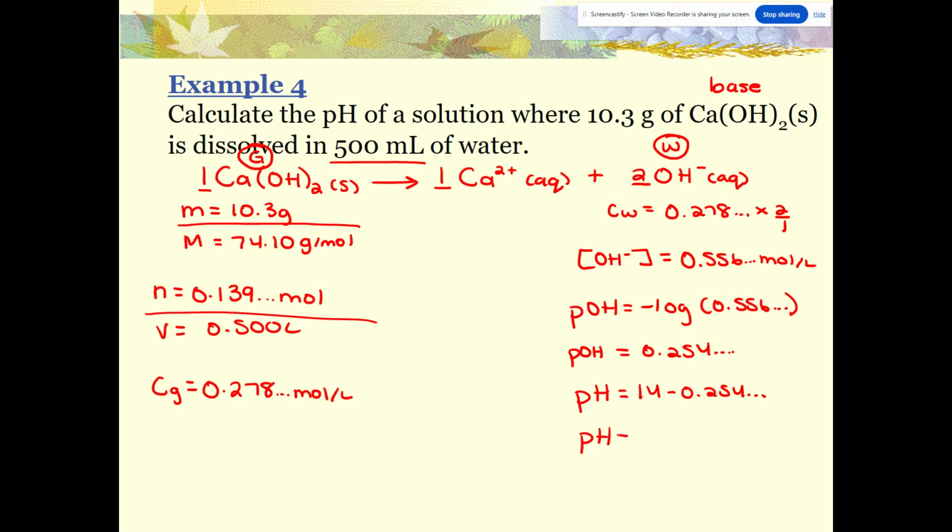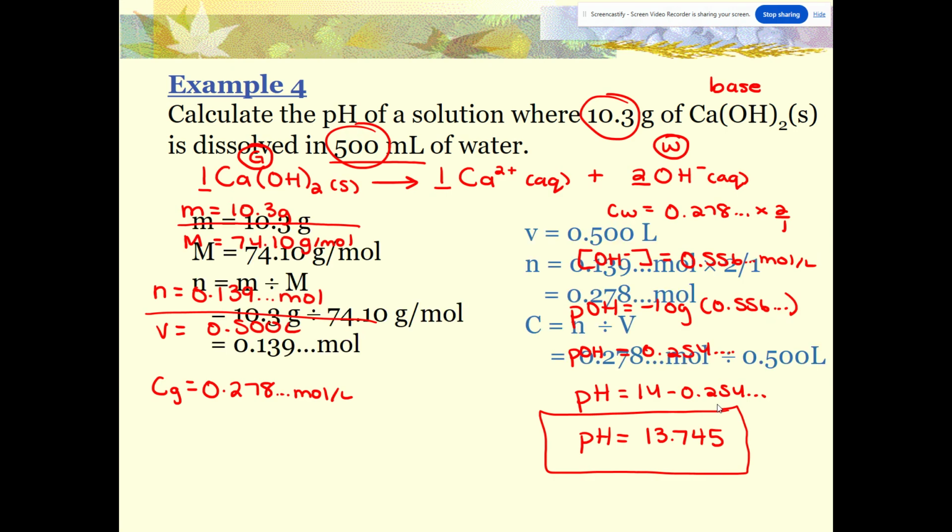Now I'm looking at total digits in the question. Those are masses and volumes. And that has to equal my decimal places because this is a pH value. So 13.745, 3 decimal places to match my total digits in mass and volume. Okay?